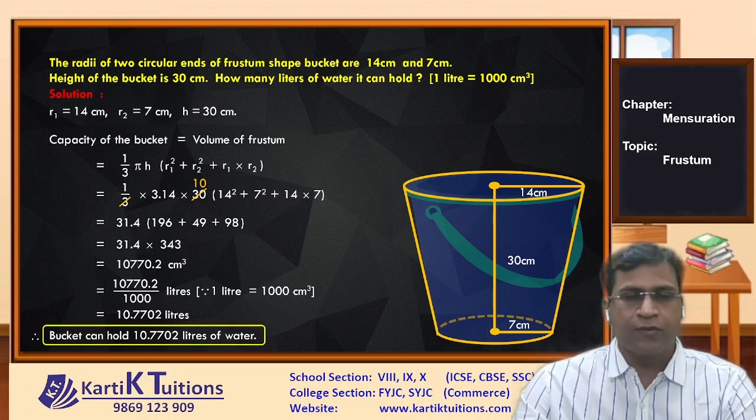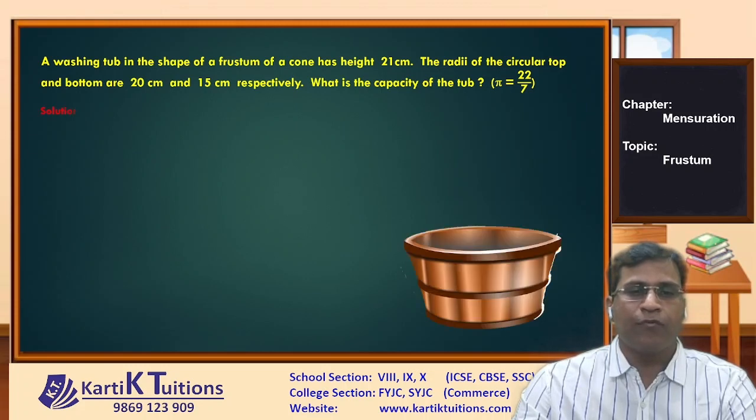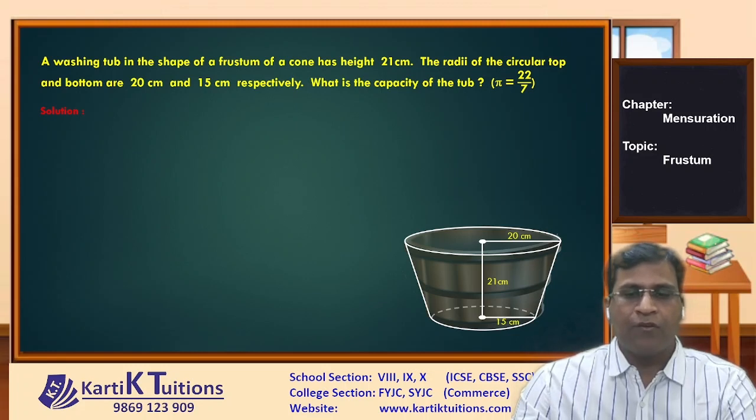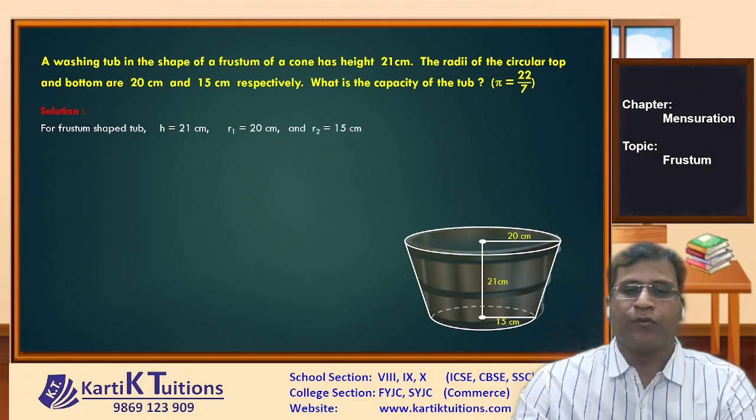Let's move towards one more sum. A washing tub in the shape of a frustum of a cone has a height of 21 centimeter. The radii of the circular top and the bottom are 20 centimeter and 15 centimeter. What is the capacity of the tub? Now see here, they have given us height as 21 centimeter, R1 as 20 centimeter, and R2 as 15 centimeter. Now again they are talking about the capacity of a tub. So in other words, they are talking about the volume of a frustum.